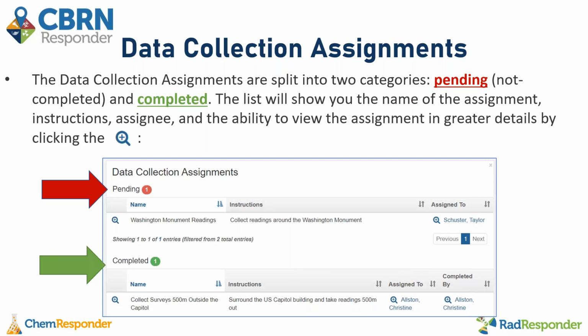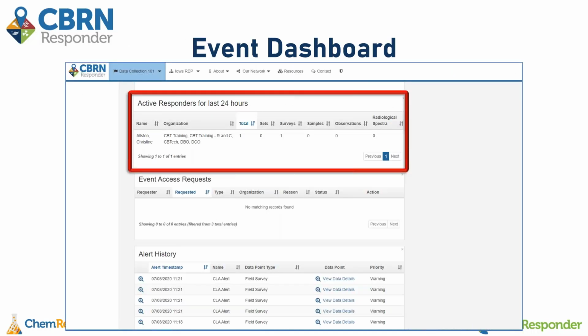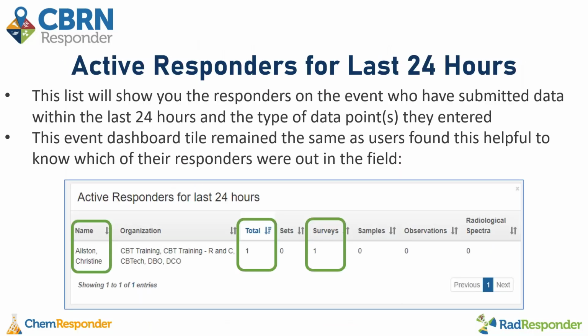Scrolling down a little more, we'll have a couple more tiles that I want to discuss, and these remain the same because users found them useful and didn't want to see them removed or changed in any way. So the first is the active responders for the last 24 hours tile. This list will show you the responders on the event that have submitted data within the last 24 hours and the type of data points they entered.